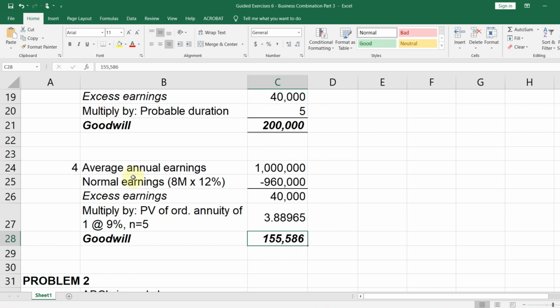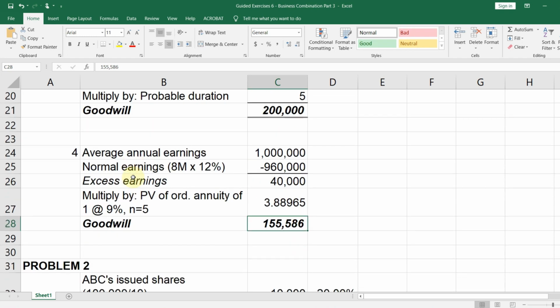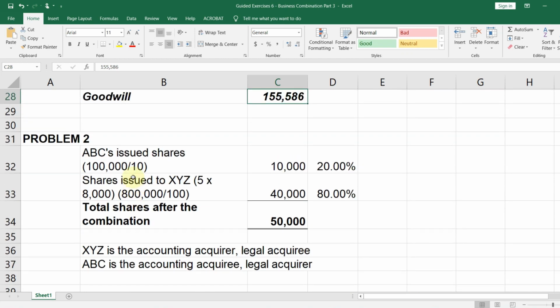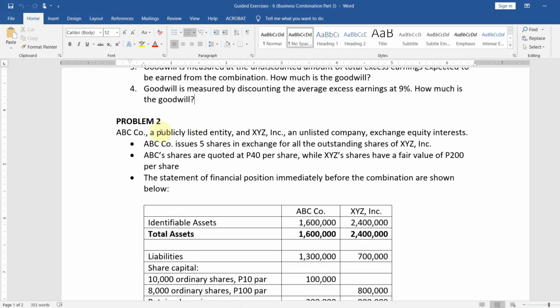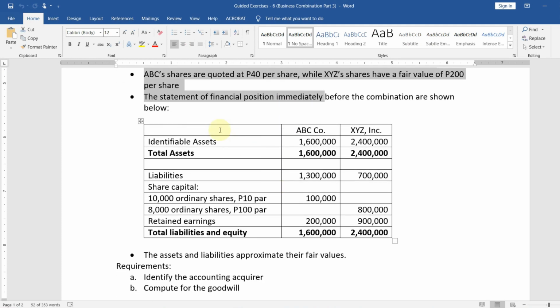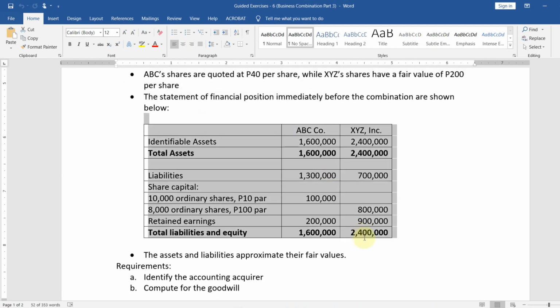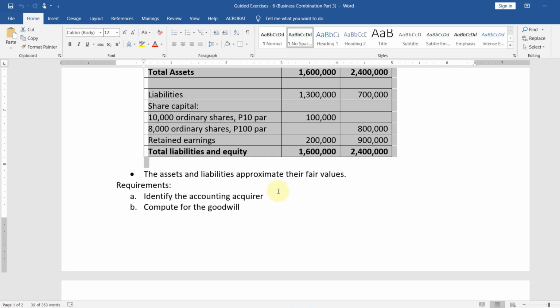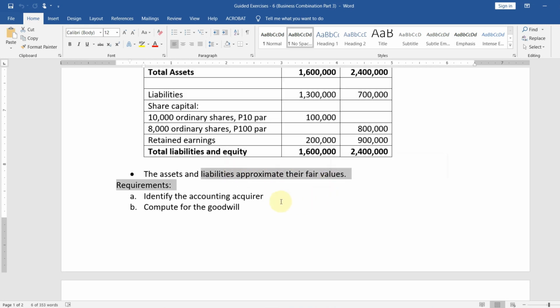So that ends problem 1. Dali lang, di ba? Okay, next. Problem 2. This one is regarding reverse acquisition. We were given details regarding the problem. Then we were also given the balance sheet, and the assets and liabilities that approximate their fair values.